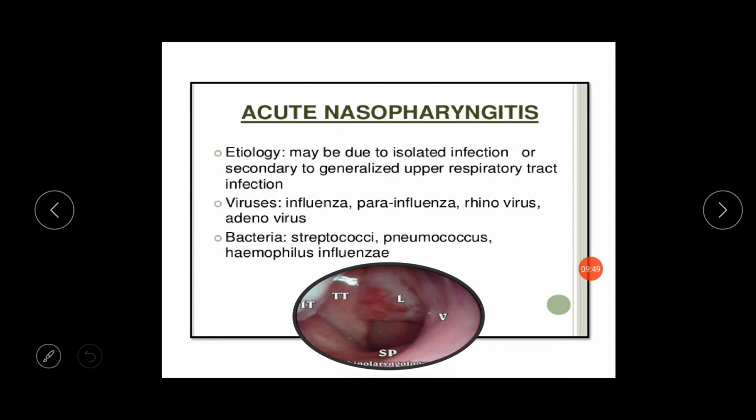Acute nasopharyngitis, that is the acute inflammation of the nasopharynx area. Etiology may be due to an isolated viral or bacterial infection, or secondary to a generalized upper respiratory tract infection. More commonly affected by viruses like influenza, parainfluenza, rhinovirus and adenovirus, and bacteria like streptococci, pneumococci, haemophilus influenzae.